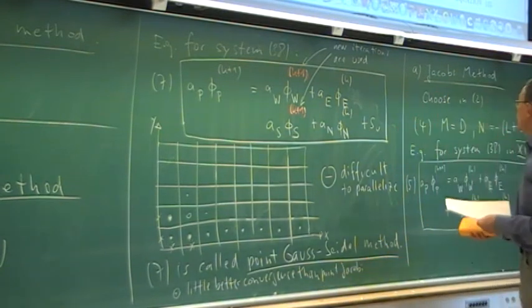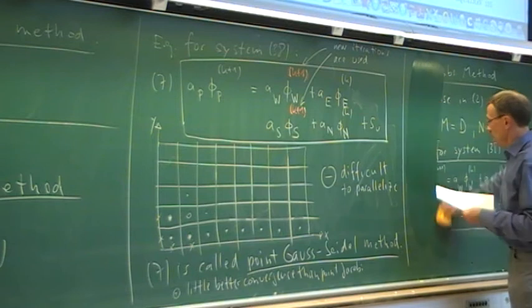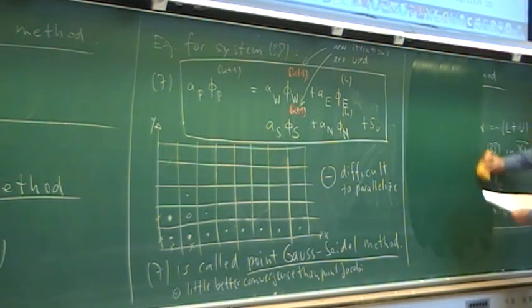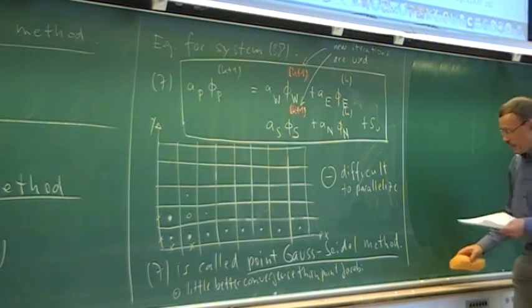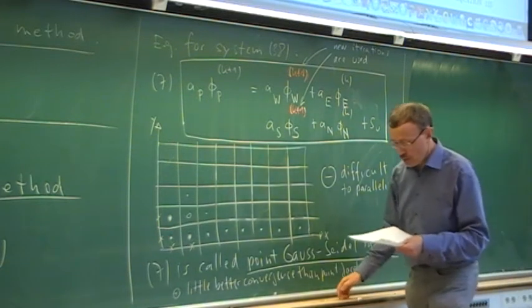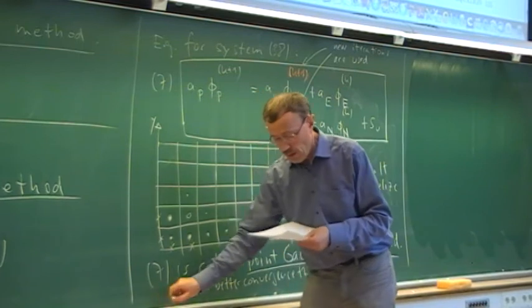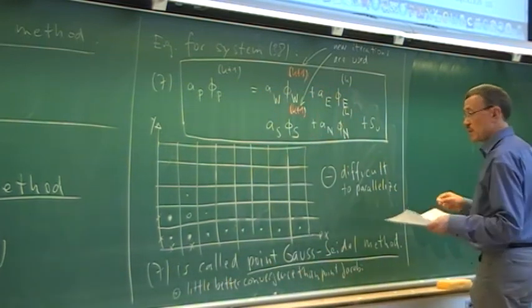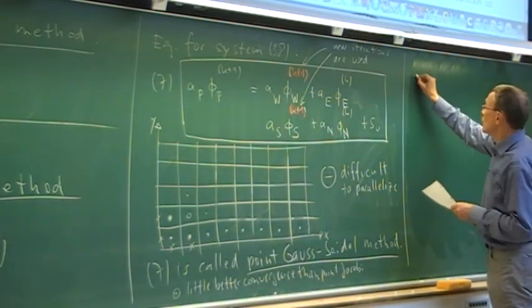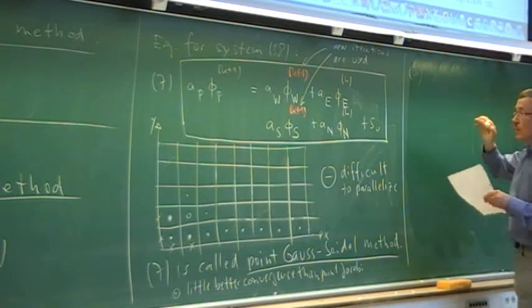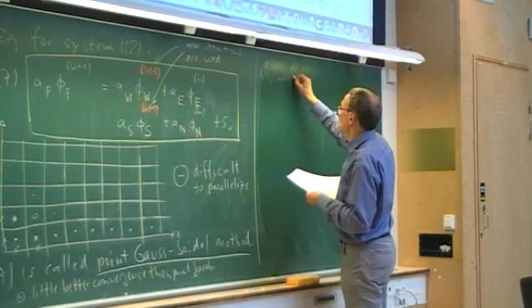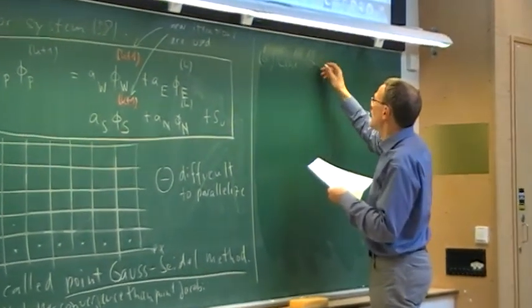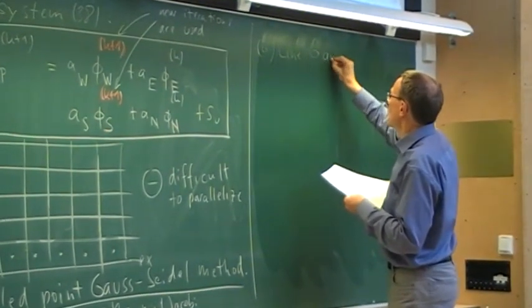So then we want to get to a method that we are going to use next. That method is called the line Gauss-Seidel method. So this is the point Gauss-Seidel, where we just work with the unknowns in just one point. Now we work on whole lines. So the line Gauss-Seidel method.